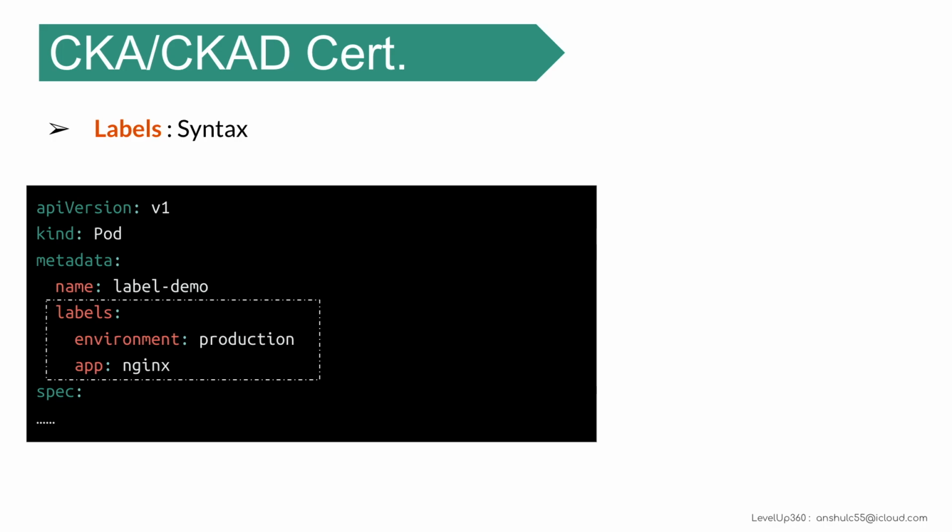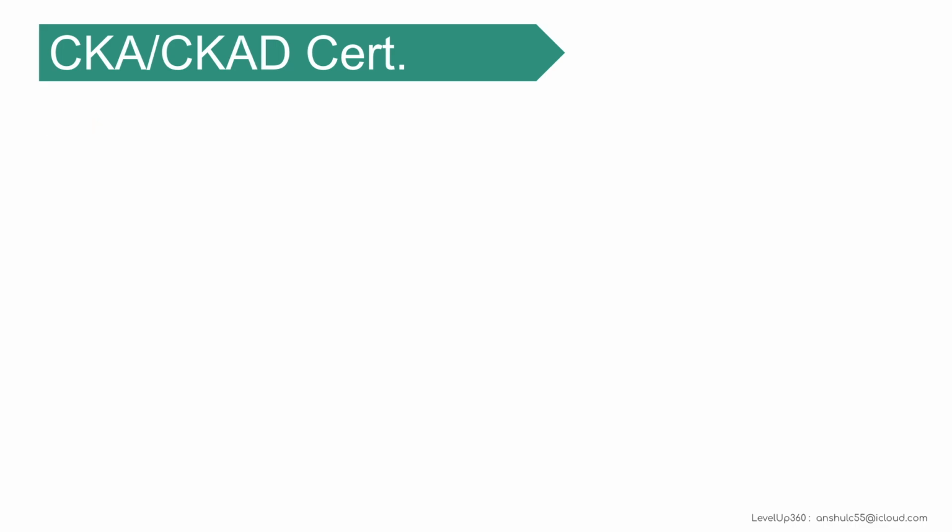So over here, once I'm creating this pod which has the name label demo, I'm mentioning that this particular pod is associated with the production environment. So whenever somebody executes something for the production environment, that is applicable for that particular resource as well. Let's understand one more use case of labels.